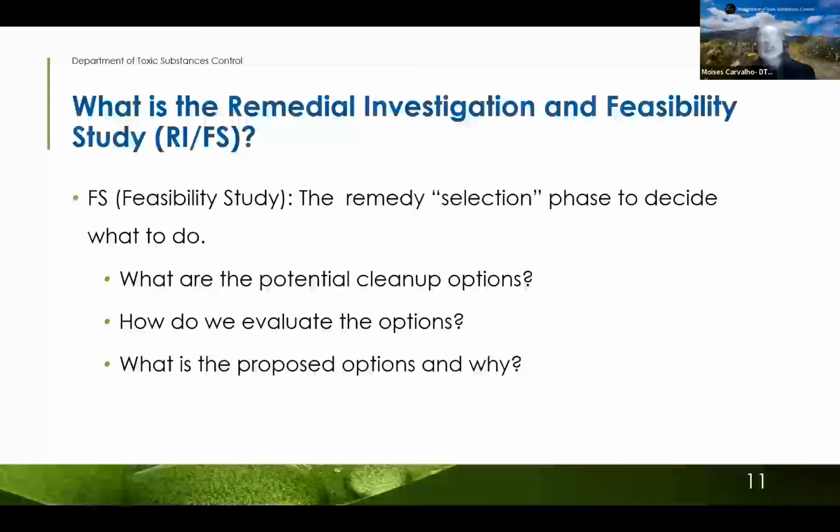The second part, the feasibility study, is like the treatment planning phase. In this phase, we look at all possible ways to clean up the site, compare the pros and cons for each technology, and choose the best option. Our presentation will follow the same logic. First, the investigation results, and then the proposed solutions. Next.